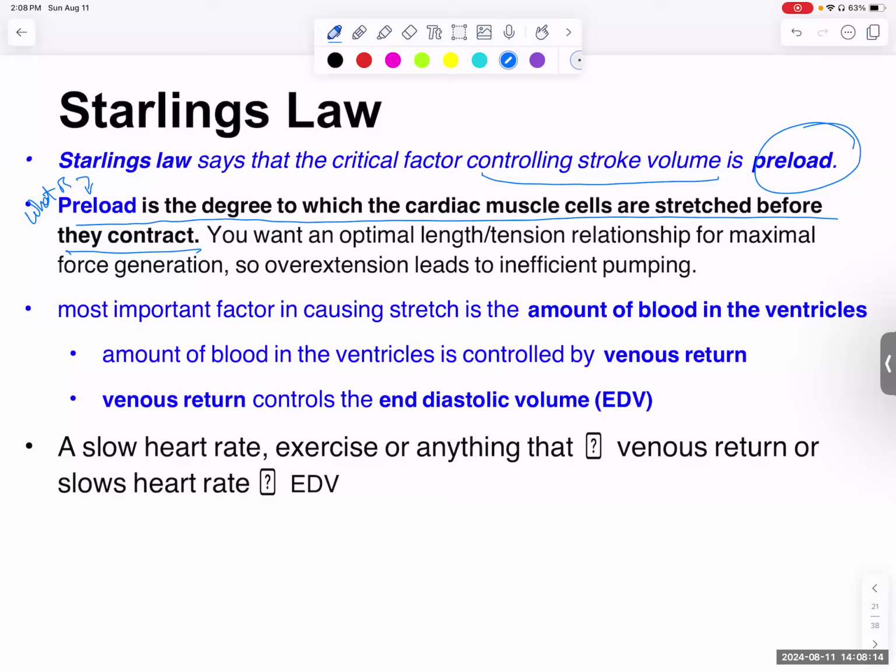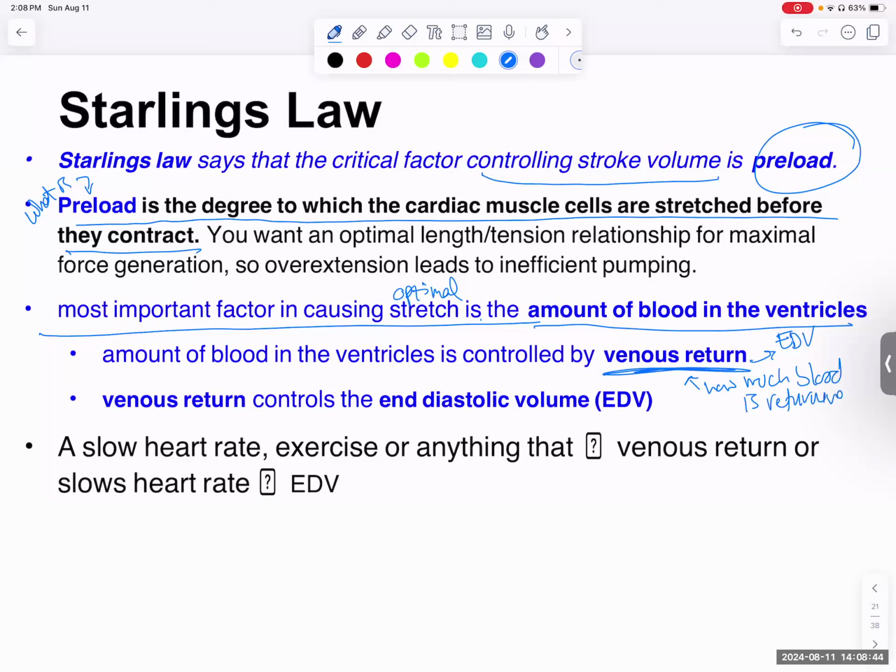And so in the heart, the most important factor causing this optimal stretch is the amount of blood in the ventricles, the end diastolic volume. And what controls end diastolic volume? Essentially, it's how much blood is returning to the ventricles before systole, or contraction.